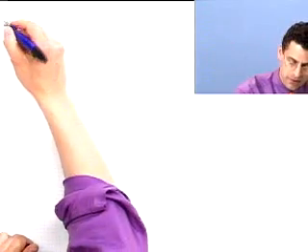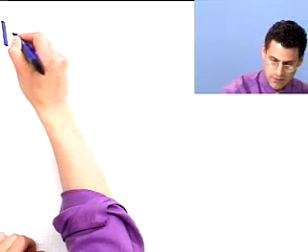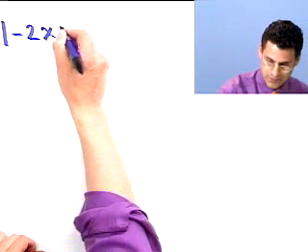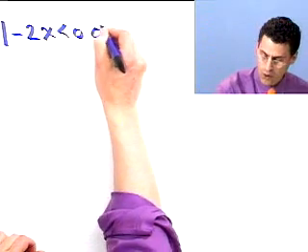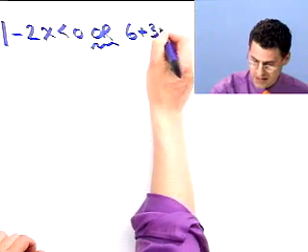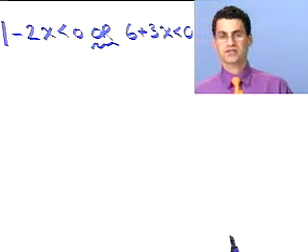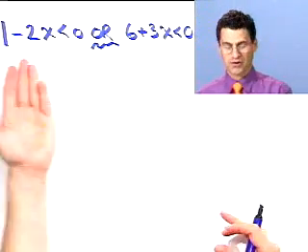All right, well, let me try to illustrate this notion of a compound inequality, where you're having a whole bunch of inequalities that you want to be satisfied at once, with a couple more examples. Suppose I want you to find all the x's that satisfy the following: 1 minus 2x is less than 0, or 6 plus 3x is less than 0. So what's the solution set? What are all the x's that will satisfy this?